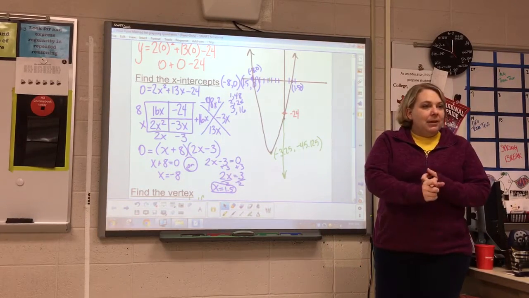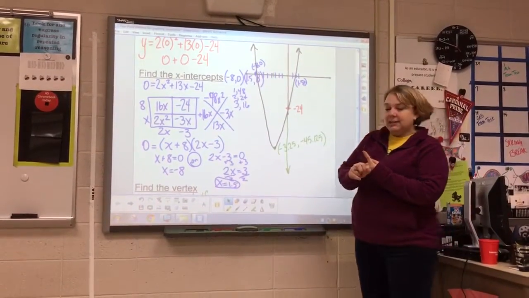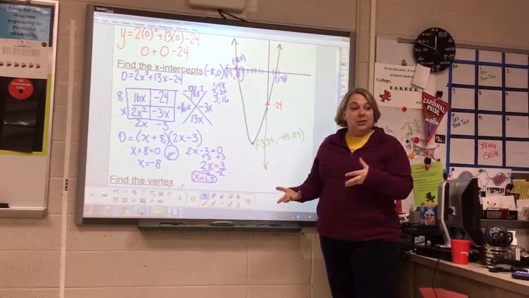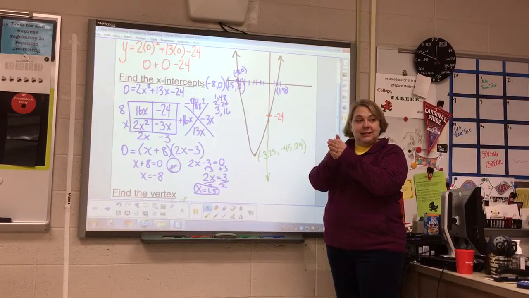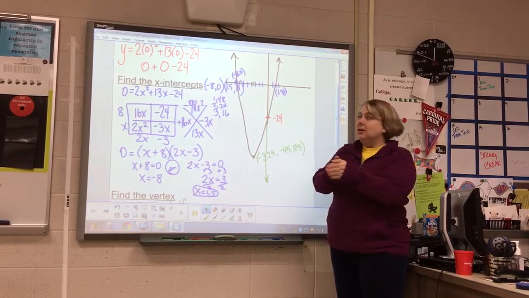So I found my y-intercept first by plugging 0 in for x. I found my x-intercepts by plugging 0 in for y, and I had to factor before I could solve it. And then I found my vertex because it's halfway between the x's. That gave me the x, and I plugged it into the equation to get the y. 4-point method.